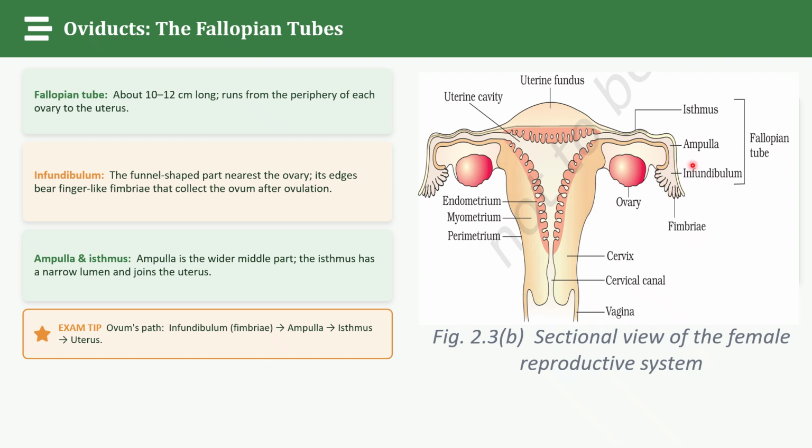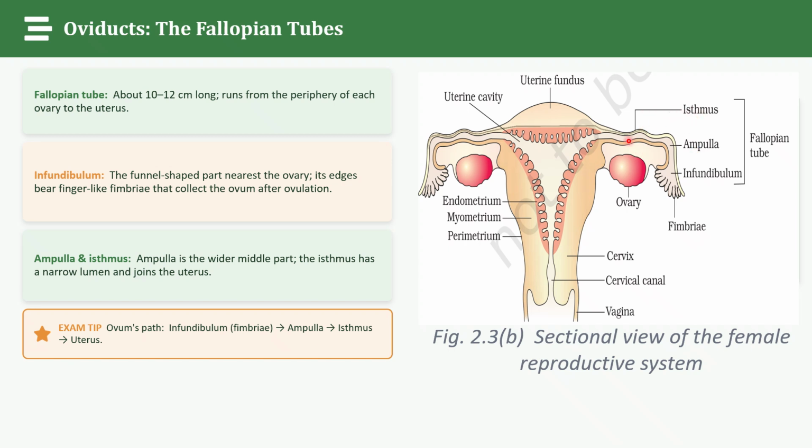And then fimbriae. Fimbriae are nothing but finger-like projections. These are the finger-like projections present on the infundibulum that collect the ovum immediately after ovulation. So next part is the ampulla. It is the wider middle portion of the fallopian tube, and fertilization usually occurs here. And next one is the isthmus.